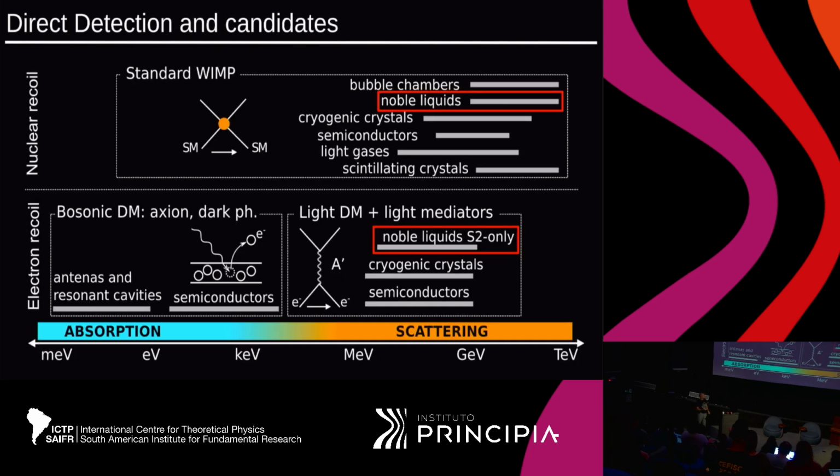So now, as I said before, we are going to focus on noble liquids. Noble liquids come in many different flavors, and we are going to discuss from a fundamental point of view why there are so many efforts using noble liquids to look for dark matter.